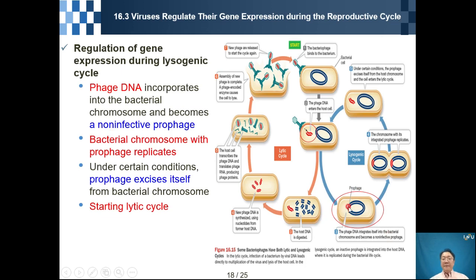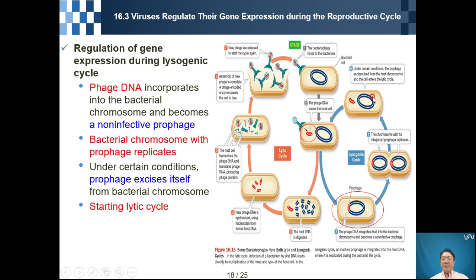At that point, the bacterial chromosome with the prophage can be replicated. So 1 will become 2, and 2 will become 4, 4 will become 8, like this. And under certain conditions, the prophage itself exits from the bacterial chromosome. At that point, it starts a lytic cycle like this.